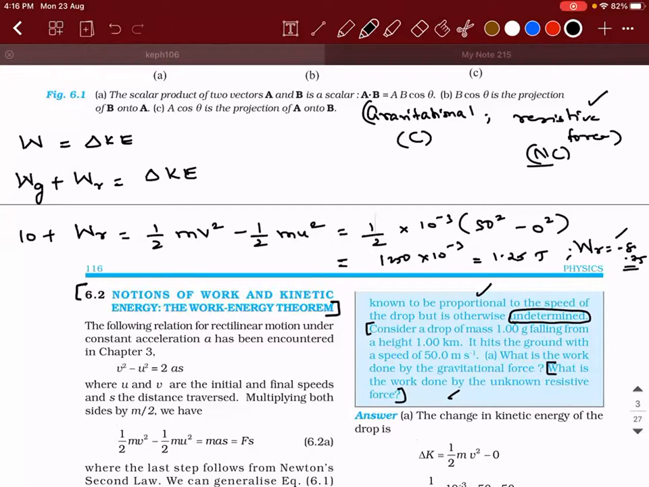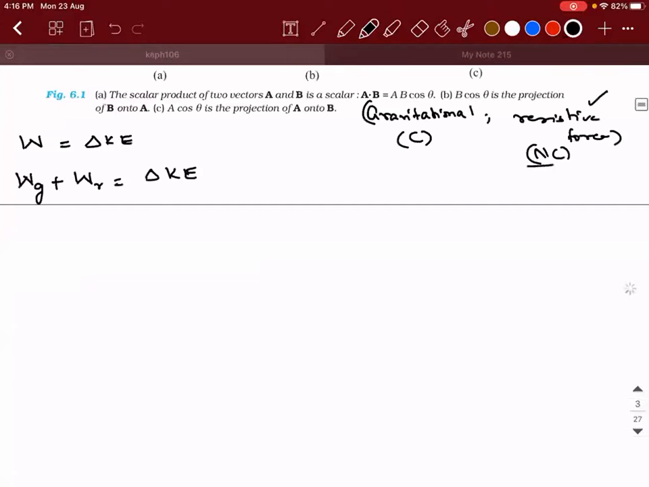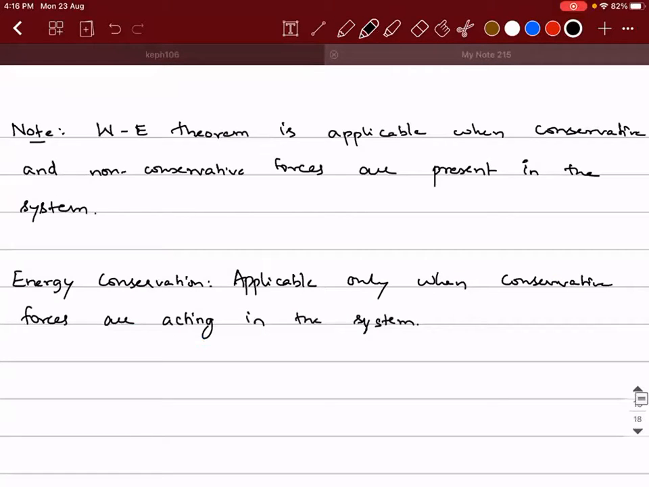Sir, can you tell why work energy theorem is applicable only when there is one conservative and non-conservative? I didn't say only when conservative. It is applicable when conservative and non-conservative both forces are present. If only conservative force is there, then you can apply work energy and energy conservation. Whereas if non-conservative force is also there, then you can apply only work energy theorem. That is what I meant. Okay, please make a clear note. By any chance, did you understand that you should apply work energy theorem only if there is non-conservative force also?